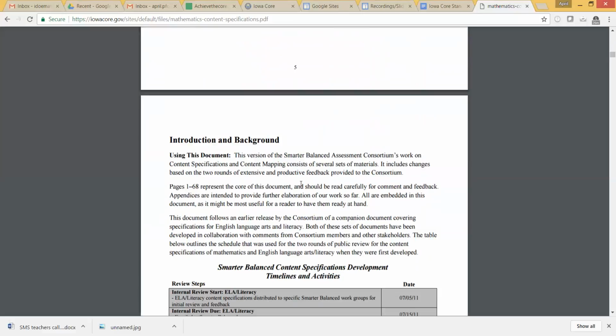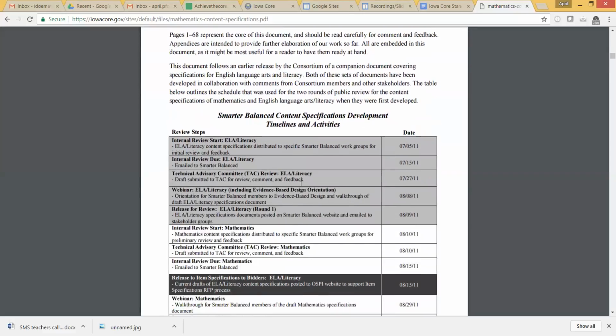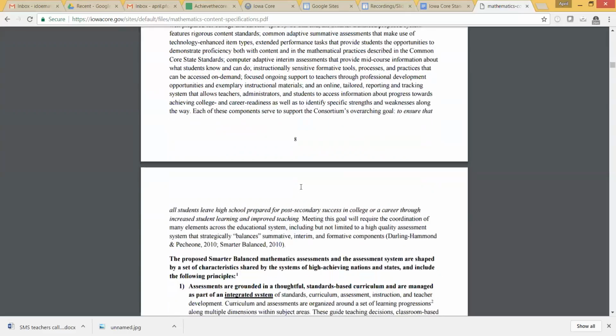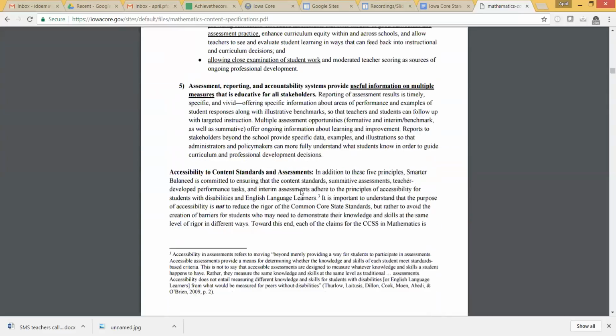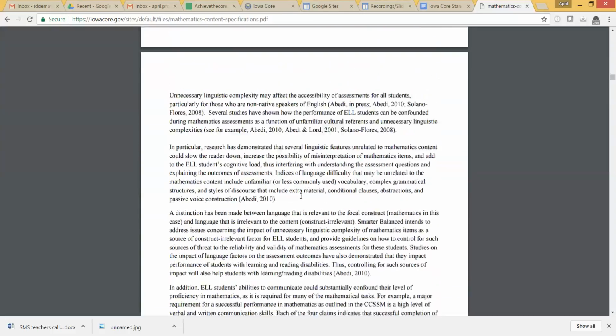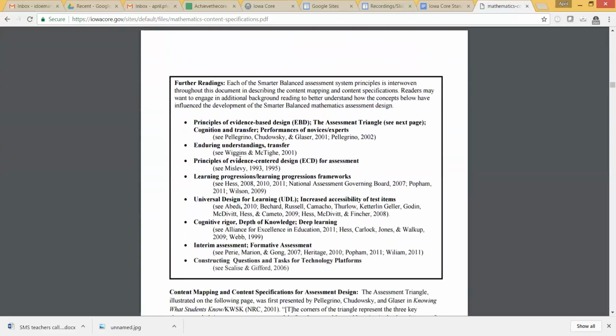Now Achieve the Core is doing much of that work and supporting the field with great resources. So I just share this with you, and if you scroll down to about page 14, you'll also get to where you'll see some of the research that they used in here. We've got Wiggins and principles of evidence-centered design for assessment, learning progression frameworks, universal design for learning, cognitive rigor with depth of knowledge and deep learning, interim assessment, formative assessment with Heritage, constructing questions and tasks for technology platforms. So a lot of really great people worked on this.